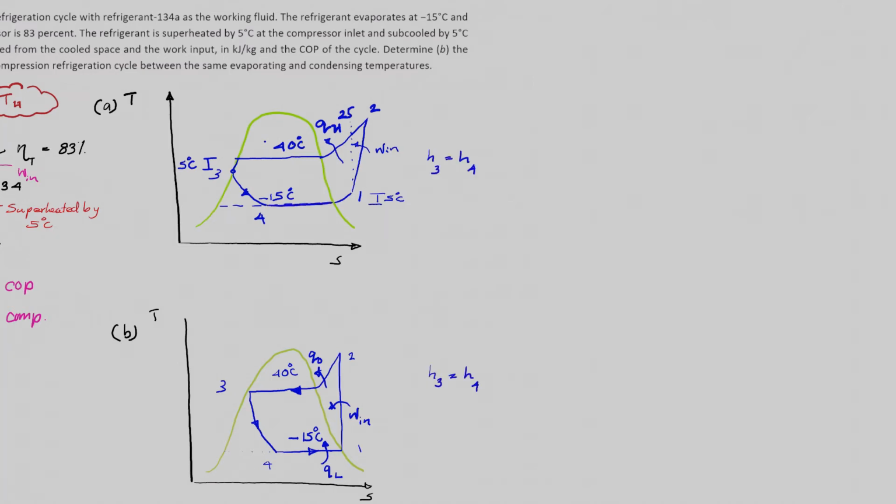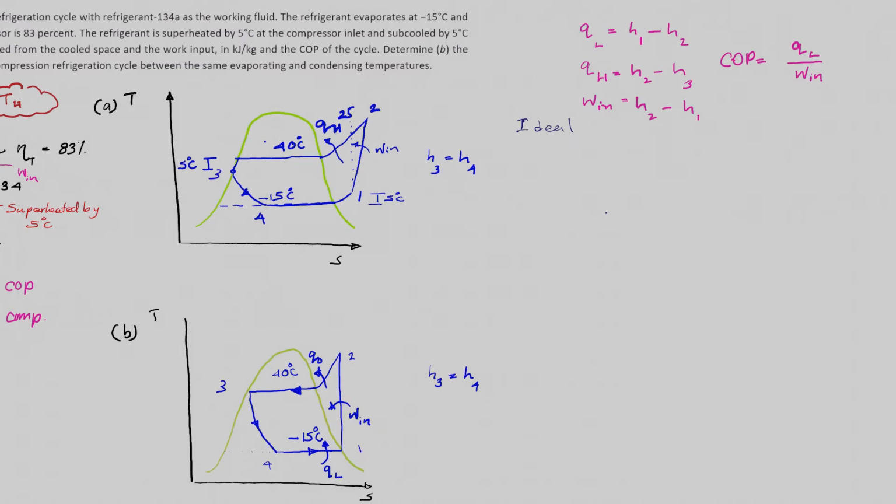We can write these equations for both systems: q_L, q_H, and w_in. The coefficient of performance for a refrigeration system is defined as q_L divided by w_in. Let's consider the ideal refrigeration cycle. We are going to find the h1, h2, h3, and h4 values here.